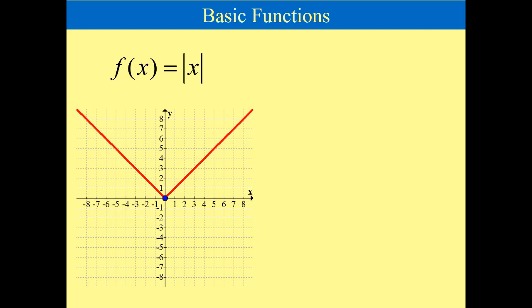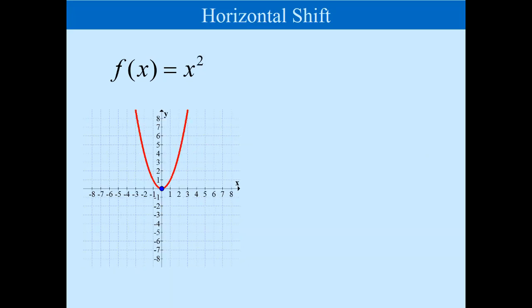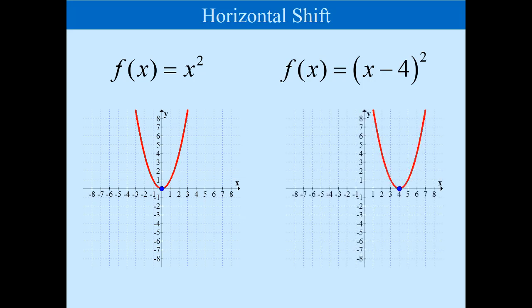Now, there are three transformations that we want to take a look at, the first of which is called a horizontal shift. If we know what the graph of absolute value of x looks like, if we replace the x with an x plus 3, the plus 3 tells us the graph is shifted to the left 3 units. So it's the same graph, it's just moved over some. Here's the graph of x squared, and notice how this is x minus 4 squared, where the x has been replaced with x minus 4. So we replace the x with x minus 4, shifts the graph 4 units to the right.